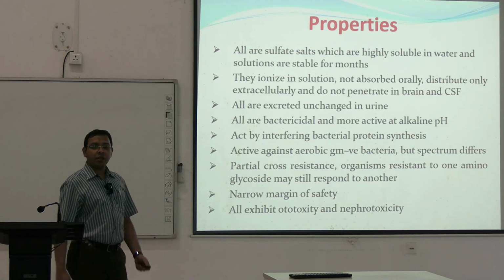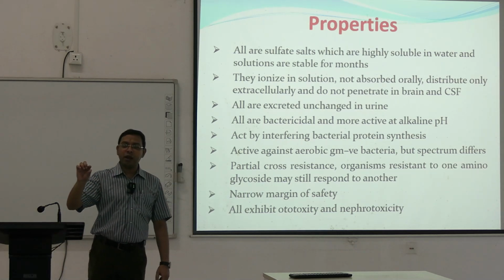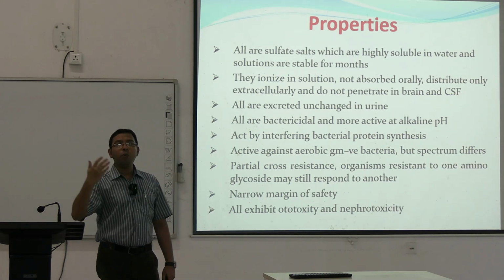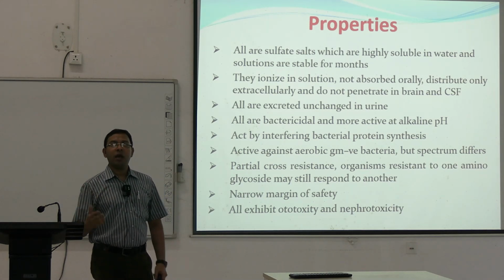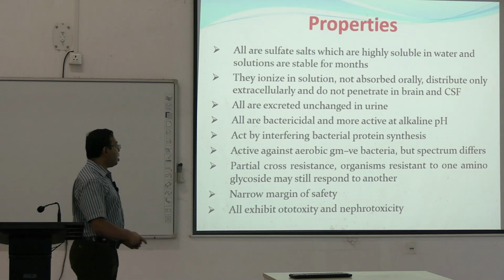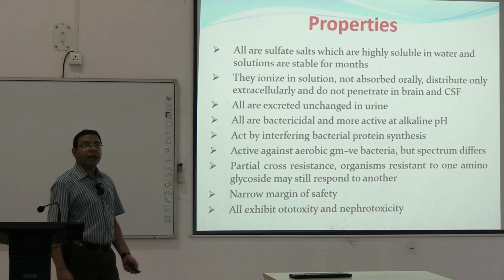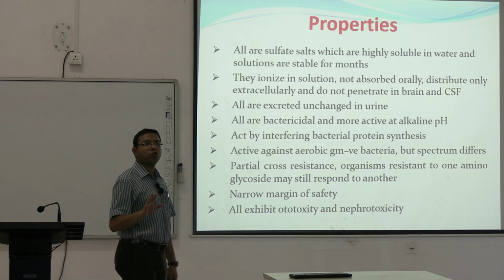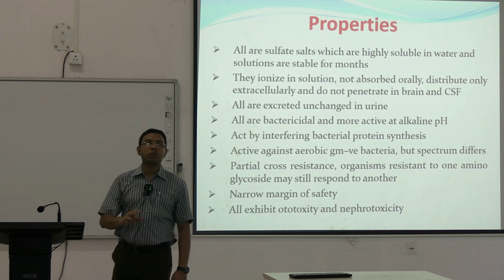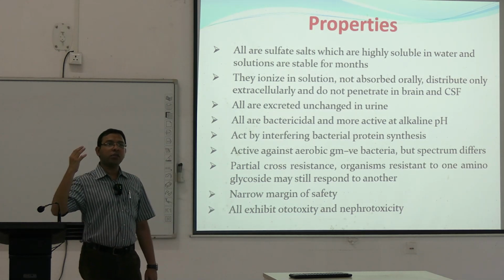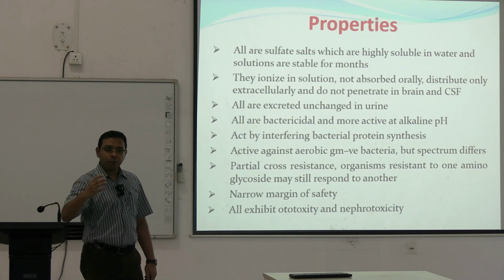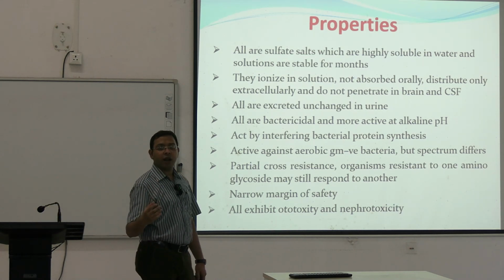Narrow margin of safety, this is very important. So the margin of safety is very narrow. If the concentration becomes greater, there will be more chances of adverse effects, and there are some serious adverse effects of the aminoglycosides. That is also important. All exhibit ototoxicity and nephrotoxicity. These two are the most common adverse effects of all types of aminoglycosides. Ototoxicity, that is toxicity in the ears, both in the hearing part as well as the balance part, as well as nephrotoxicity, that is on the kidney.